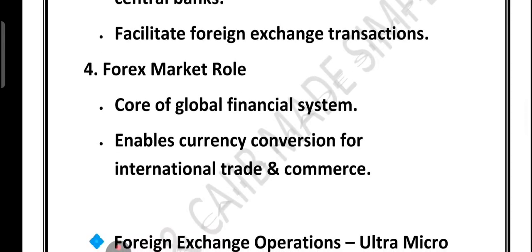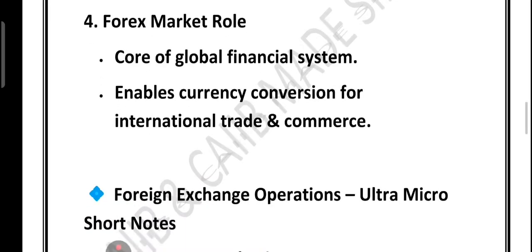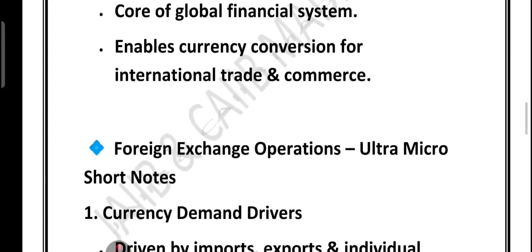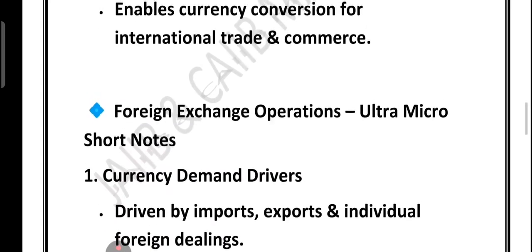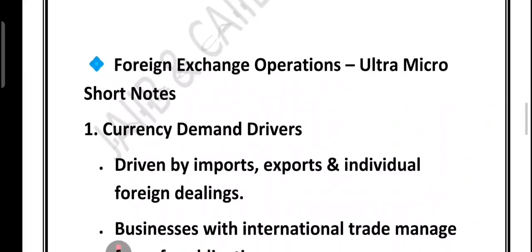Then we have the Forex market. The foreign exchange market is the backbone of global finance. It enables currency conversion for international trade, investment and payment. Without a Forex market, cross-border commerce would face many hurdles. So we can conclude that, in short, global treasury manages funds across currencies, authorized dealers handle foreign exchange transactions, and the forex market ensures that the world economy keeps moving smoothly.